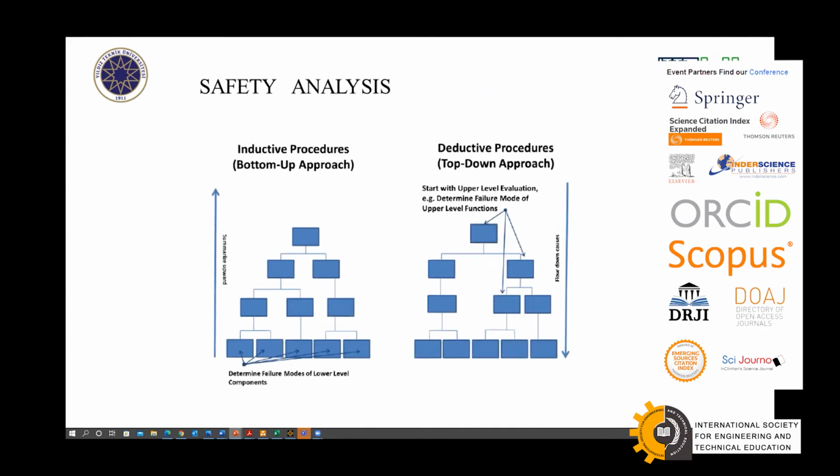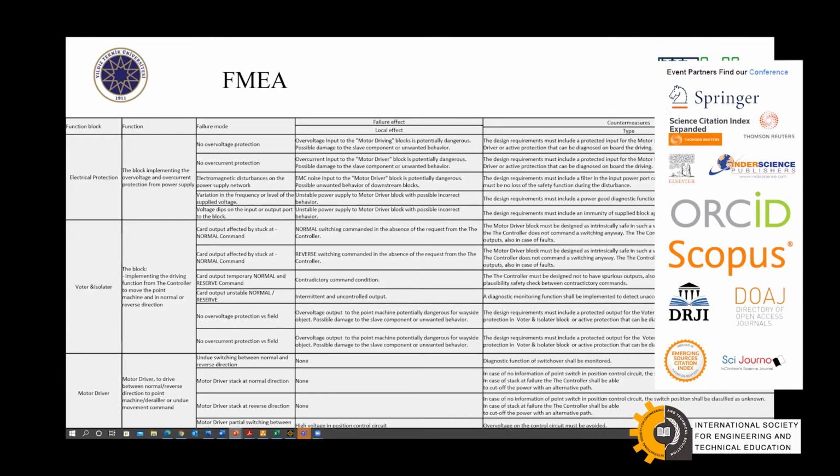According to EN 50126, safety analysis should be conducted with both inductive and deductive approaches. For the inductive approach, you have to make a failure modes and effects analysis. In the table, you can see the architecture parts of the system or the controller. Every function block and function has been put in here. Failure modes, evaluated effects and countermeasures can be seen in the table.